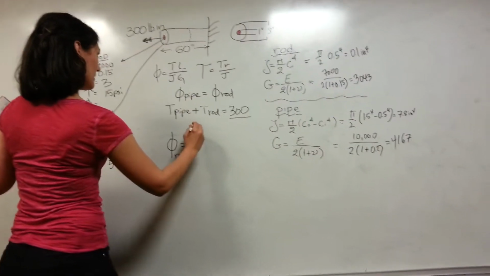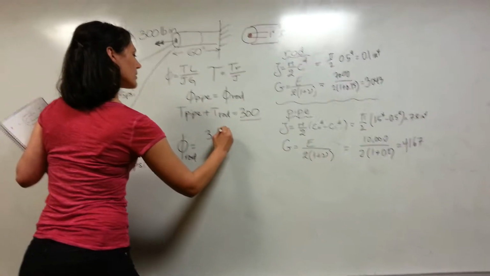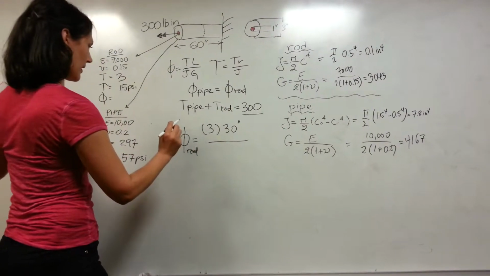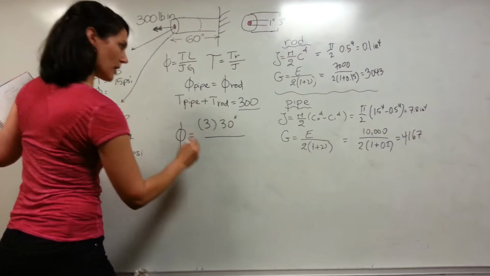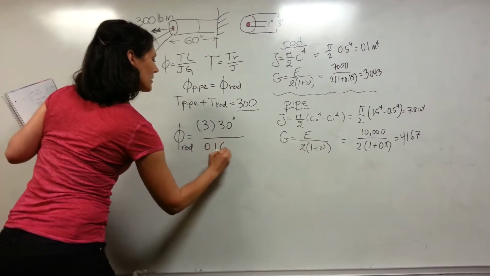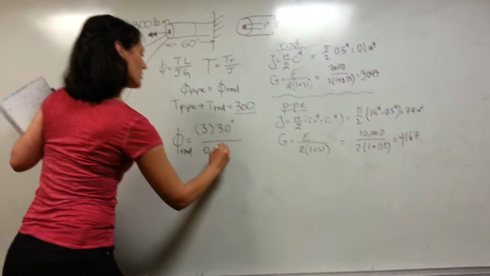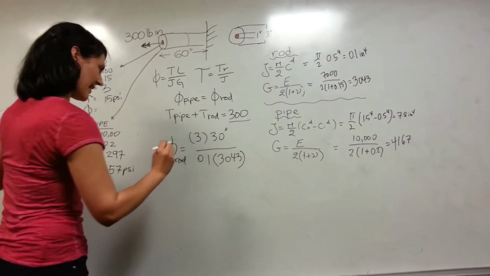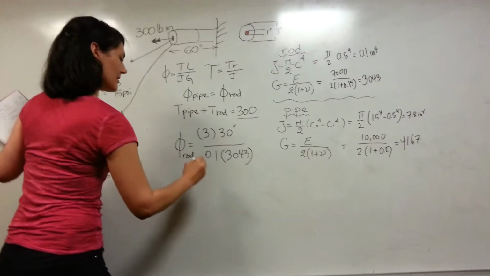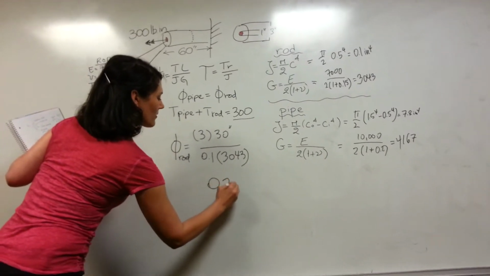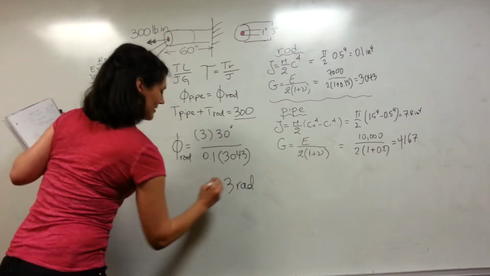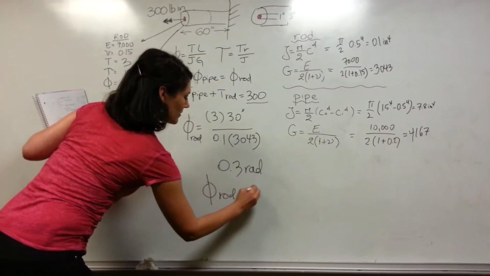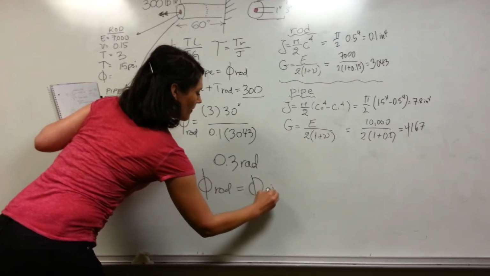So 3 times 30 inches, since we're in the middle, divided by the J of the rod, 0.1, times the 3,043. And that gives us 0.3 rad. 0.3 radians is the rod, equal to the pipe.